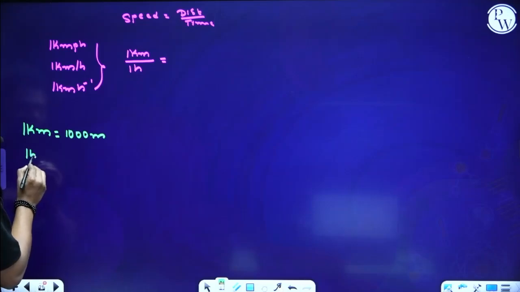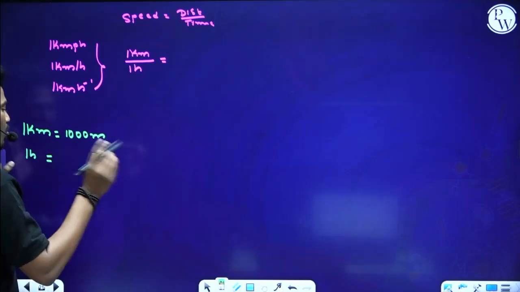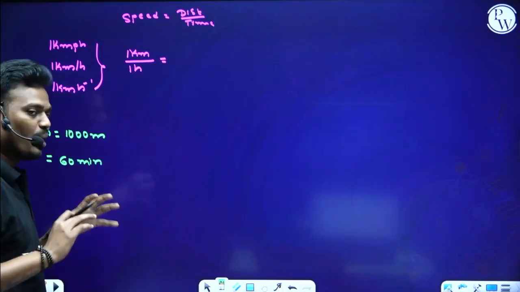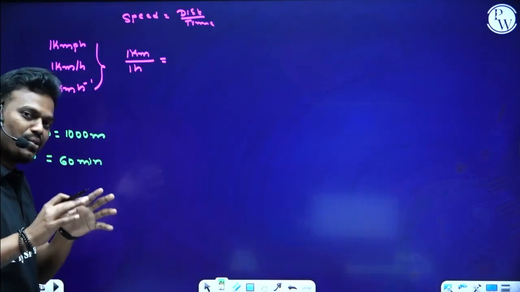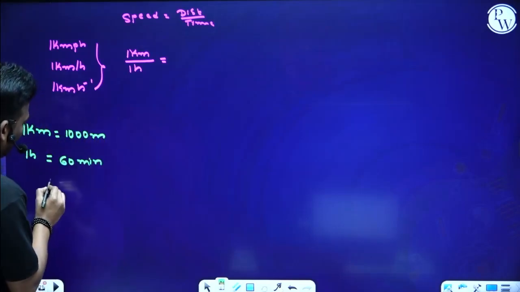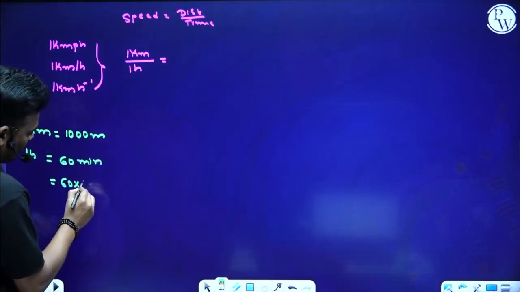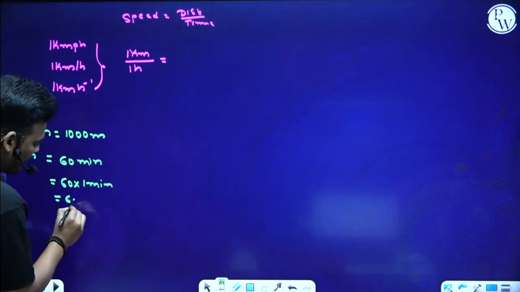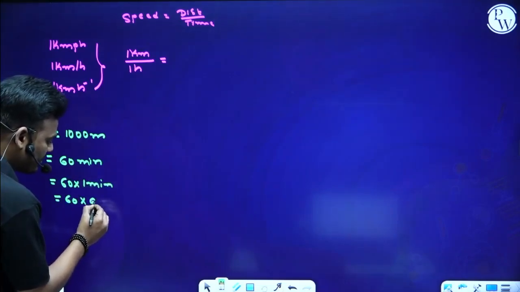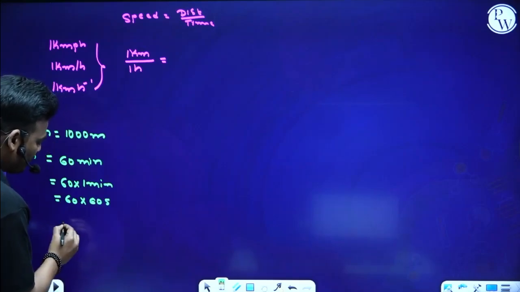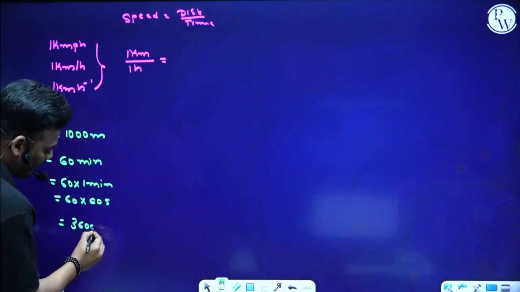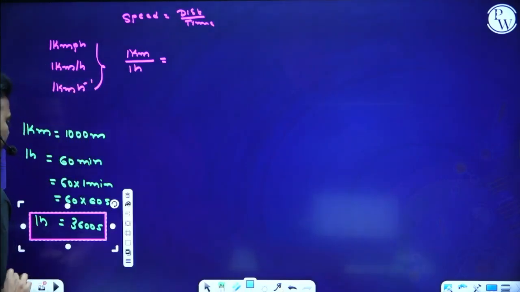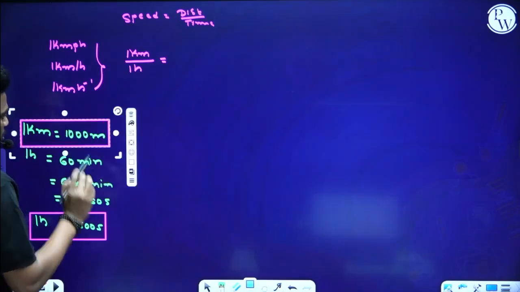And 1 hour means how many minutes? In 1 hour we know that it is 60 minutes. Minutes are not the SI unit of time. What is the SI unit of time? It is the second. Therefore, 60 minutes can be written as 60 into 60 seconds, that is 3600 seconds, right? So in SI unit, 1 hour is equal to 3600 seconds, and 1 kilometer is equal to 1000 meter.